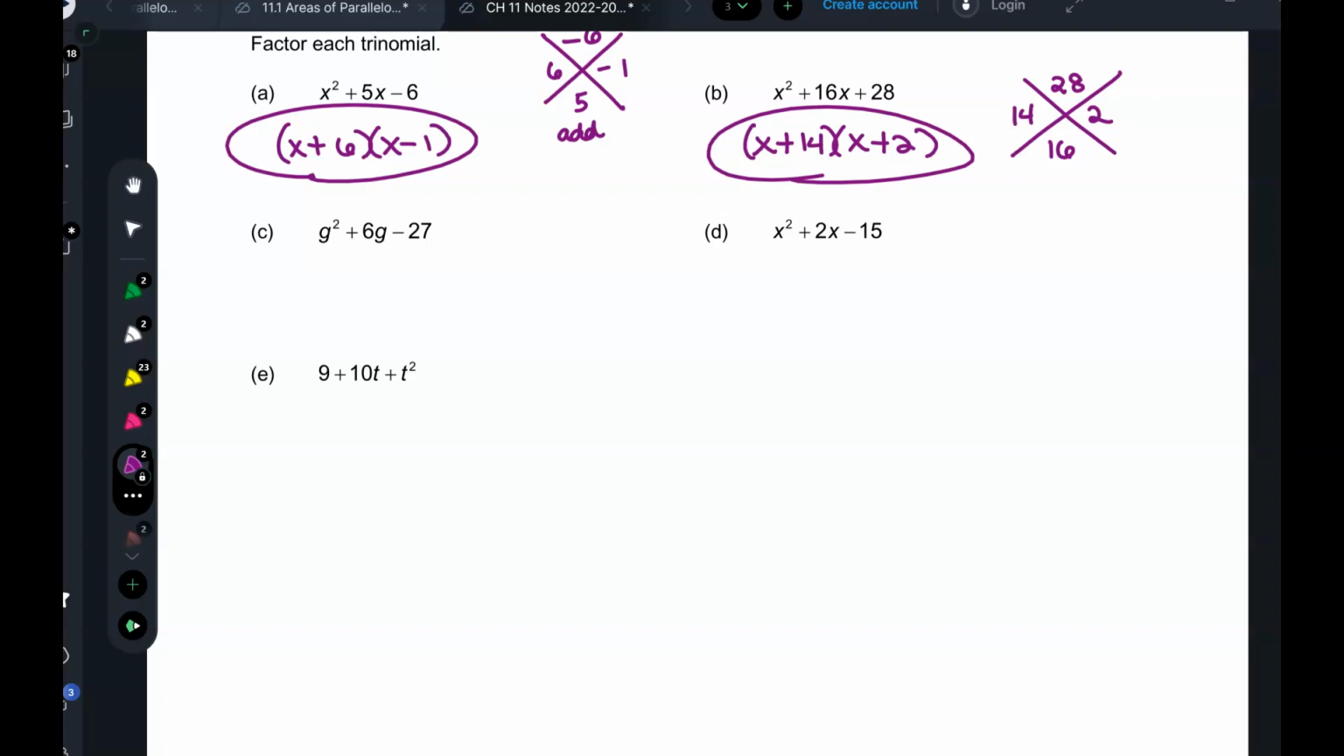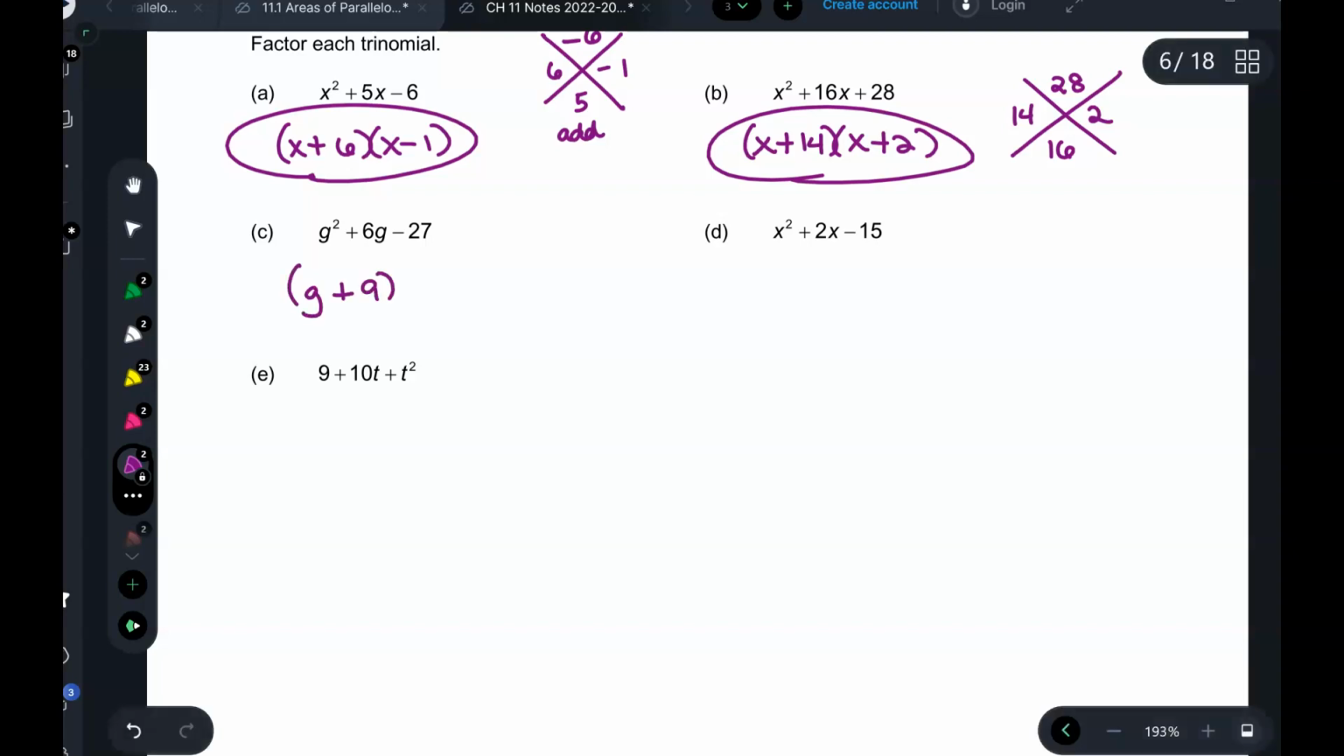Is it G plus 9, G minus 3? Oh yeah, what do we get for the next one? G plus 9, G minus 3. Good. And then X plus 5, X minus 3. You guys are pros.